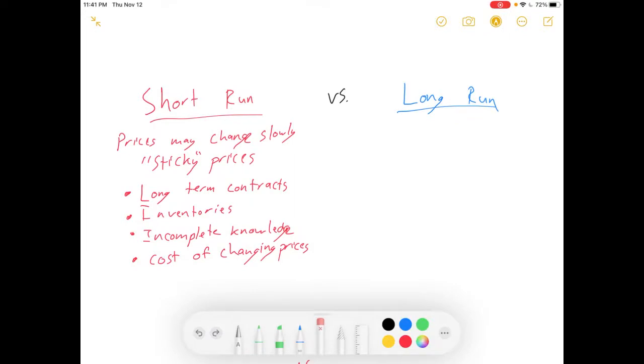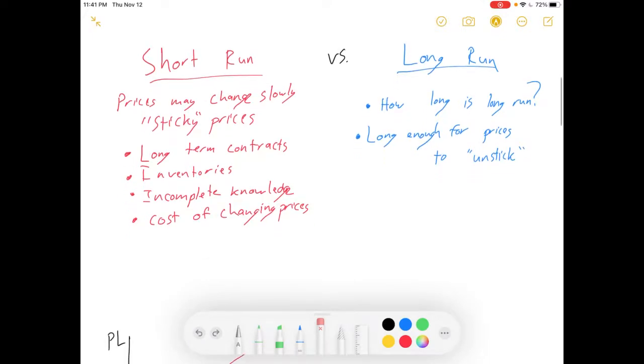The long run's a little bit crazier though. First question is, how long is the long run? Well, I don't have a completely firm answer for you. I'm just going to say it's long enough for prices to unstick. Long enough for these four things on the side here to not be important anymore. The contracts expire, we get the knowledge we need, we're going to change prices anyway, so the cost doesn't matter, you get the idea.